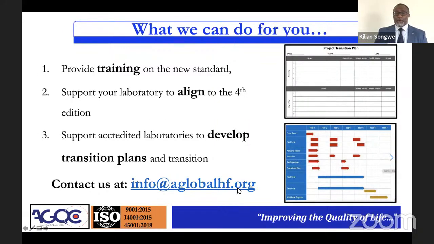So what can we do for you? Now that we're telling you that the standard is on its way and it's coming out, there are a number of things that we can do for you. We can provide training as soon as the standard becomes published.